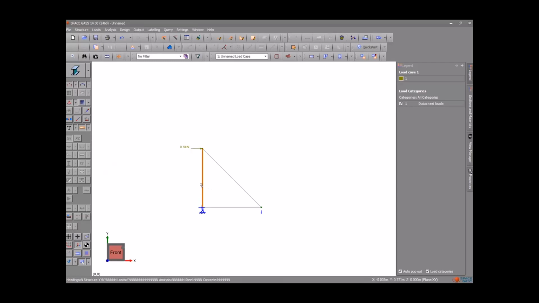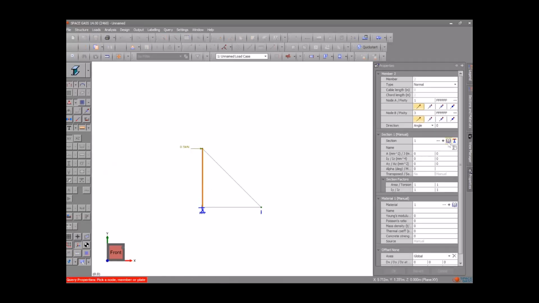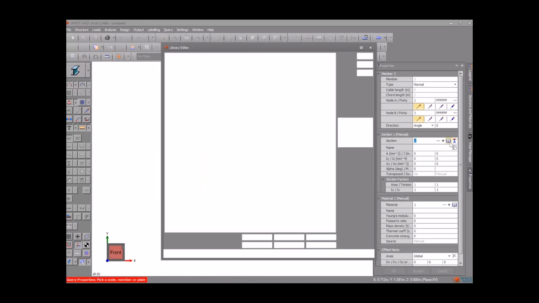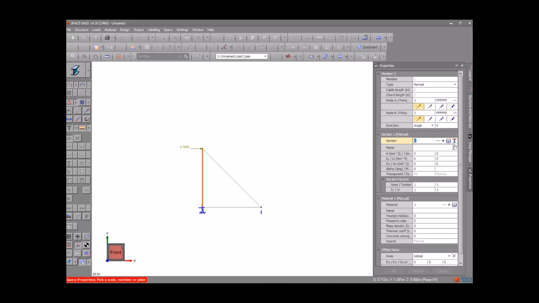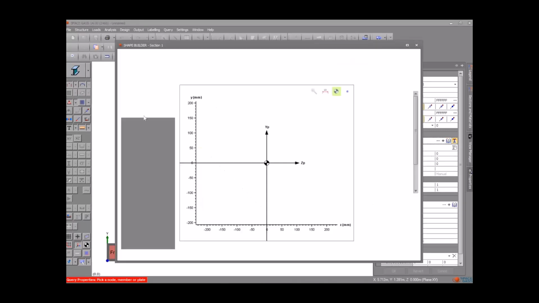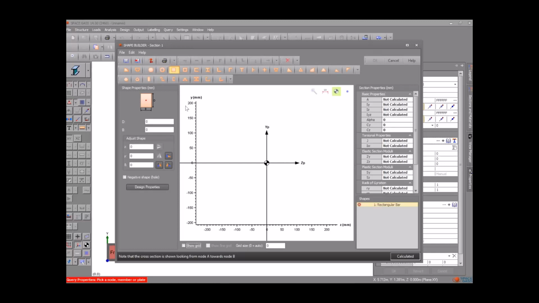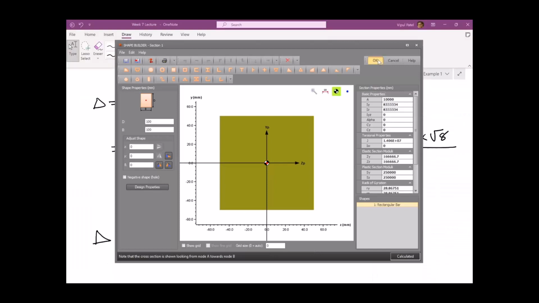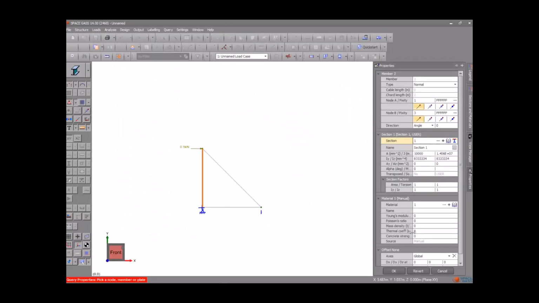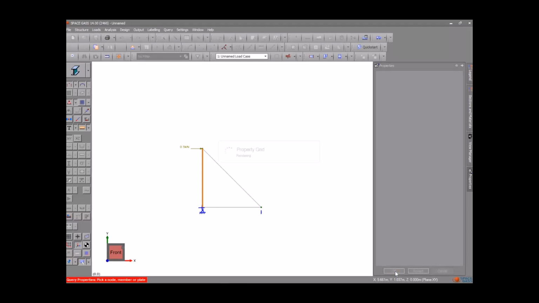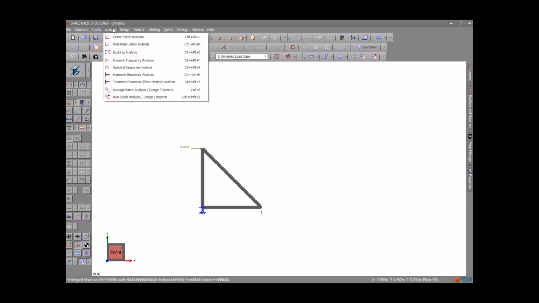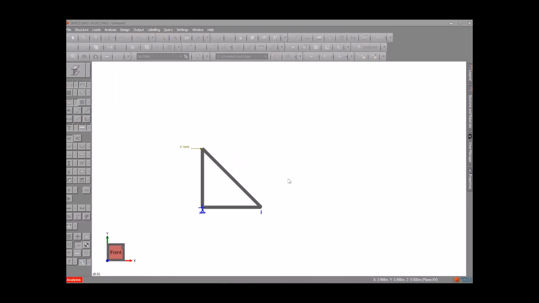Now we need to put in the cross section area. In the example it does not show the cross section area, so we can just put one here. Let's put a solid square, say 100 by 100, and hit OK. Let's put the Young's modulus as 20,000 megapascals, which is, by the way, aluminium. Hit OK, and let's run the analysis, linear static analysis.